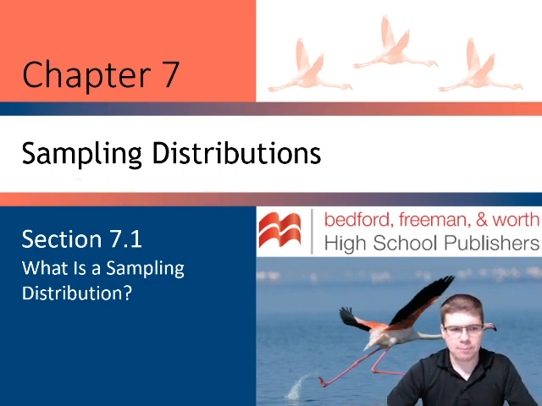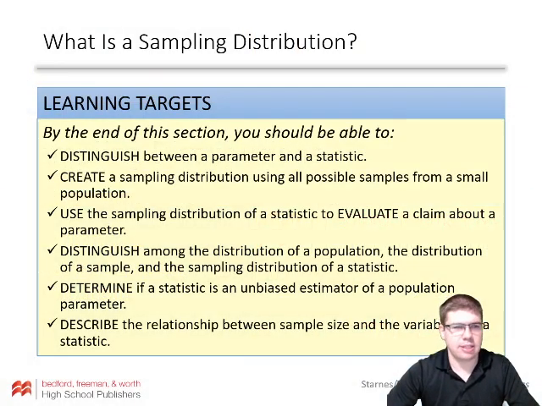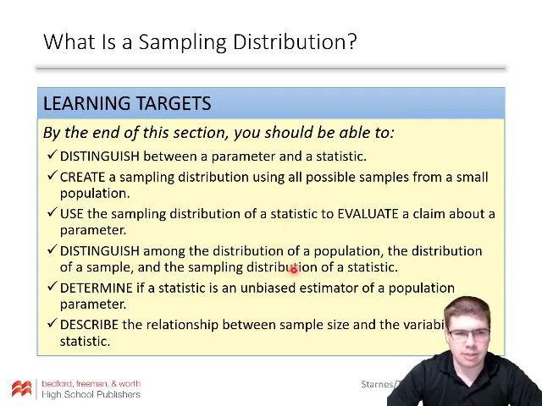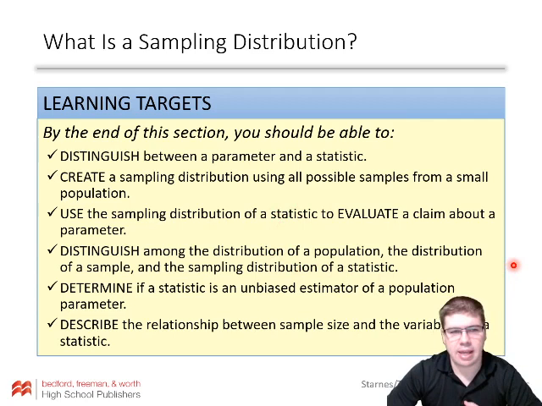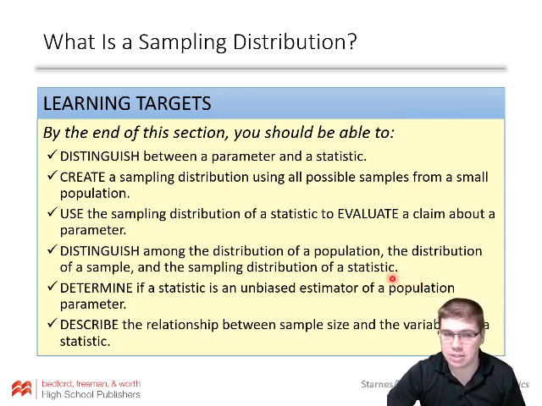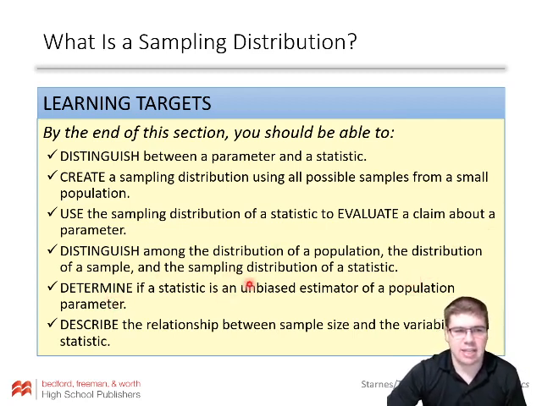So we kind of want to know how samples behave, and to understand that, we want to look at sampling distributions. By the end of this first section, you should be able to distinguish between a parameter and a statistic, create a sampling distribution using all possible samples from a small population, use the sampling distribution of a statistic to evaluate a claim about a parameter, distinguish among the distribution of a population, the distribution of a sample, and the sampling distribution, determine if a statistic is an unbiased estimator of a population parameter, and describe the relationship between sample sizes and the variability of a statistic.